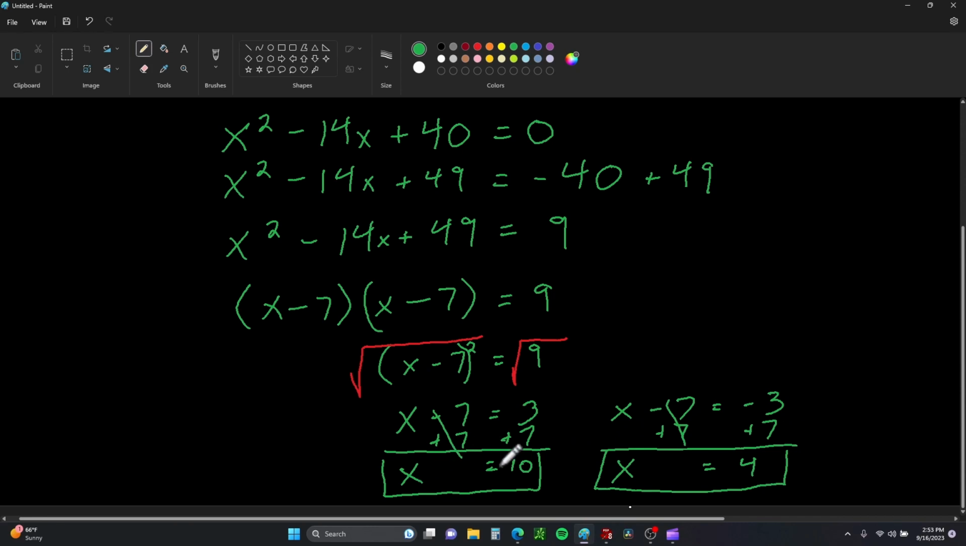To test it, I would take the 10 and bring it up to here, and 10 squared is 100, minus 140 plus 40 equals 0. And it holds true, because 100 minus 140 is minus 40, and minus 40 plus 40 equals 0. And if I try 4, 4 squared is 16, minus 64 is minus 48... so this would be minus 40 plus 40 equals 0 again. So these work out.